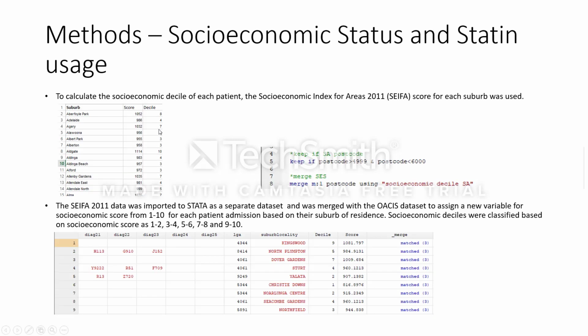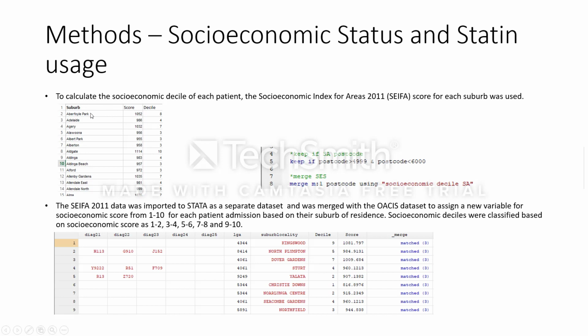So the second goal for my project was to look at socioeconomic status and statin usage. So the methods I used for this goal: first of all, I had to calculate the socioeconomic decile for each patient. What I did was I took the Socio-Economic Indexes for Areas 2011, or the SEIFA score, for each subject. This was a separate data set which I took from the Australian government website. It came as an Excel document which I converted into a Stata data set.